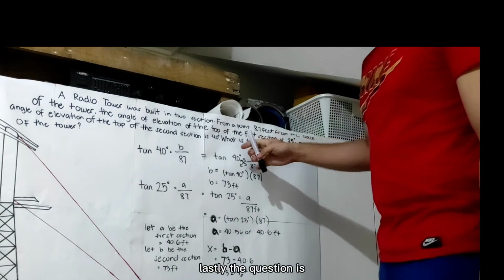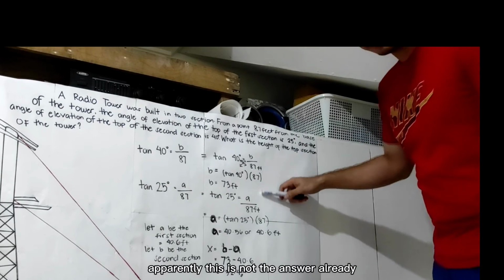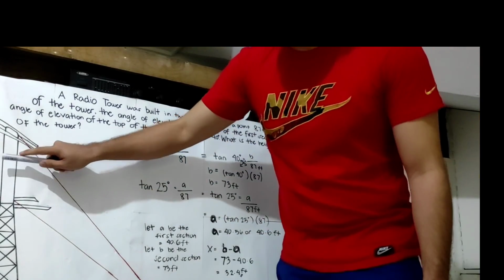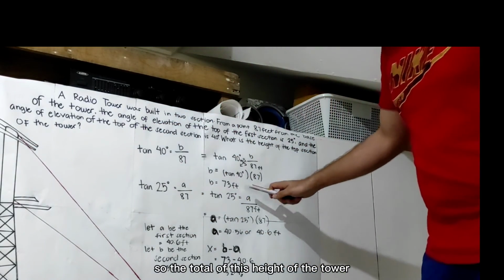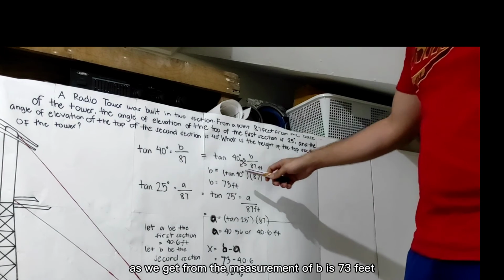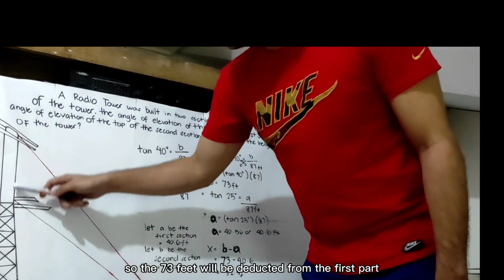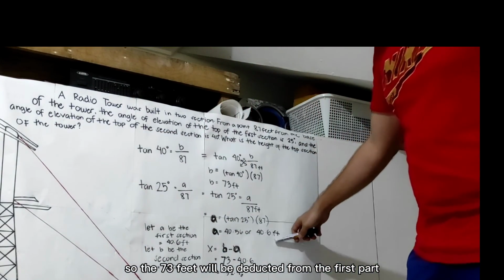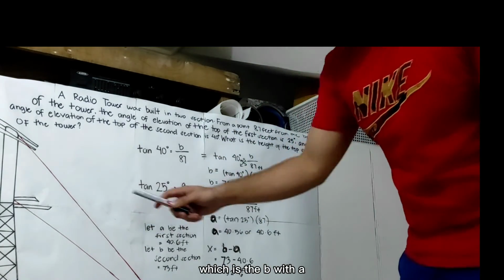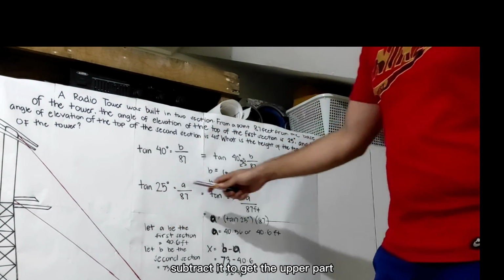Lastly, the question is, what is the height of the top section? Apparently, this is not the answer yet. You need to figure out how to get x. The total height of the tower, as we get from the measurement of B, is 73 feet. This 73 feet will be deducted by the first part, A. So we need to subtract to get the upper part.